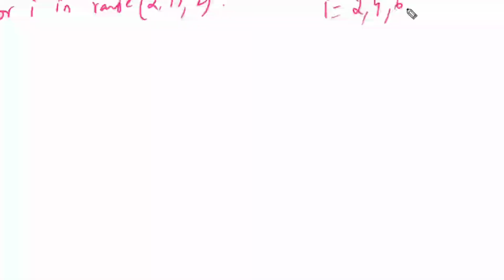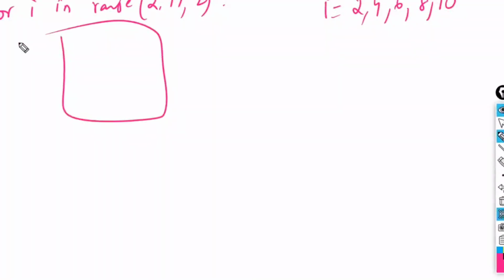Let me ask you a simple question before going with this question. For i in range of 2 comma 11 comma 2, first tell me what are the different i values possible. 2, 4, 6, 8, 10. So first i is equal to 2 will be taken and executes the block of code. Within the block of code, whatever is there, it is going to execute. If I am writing only print i, only i will be printed.